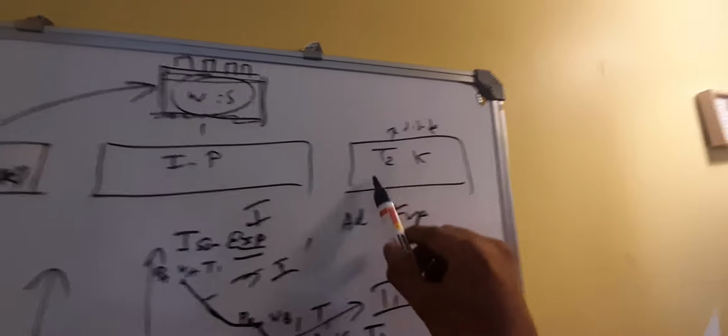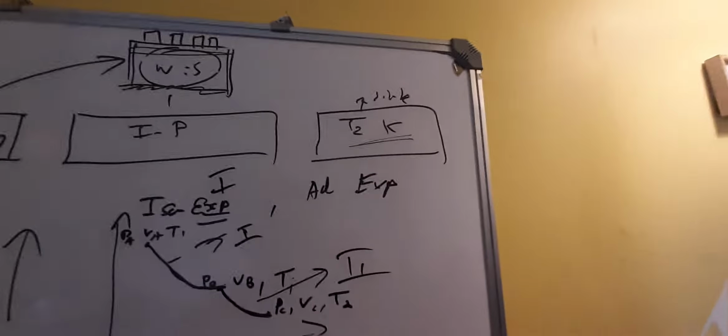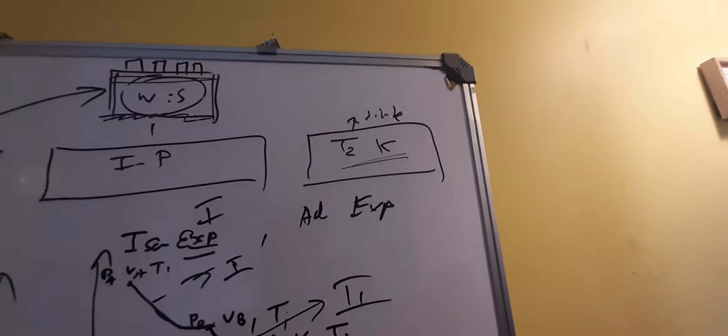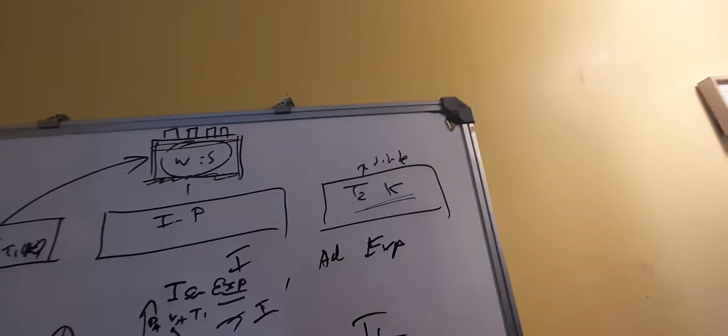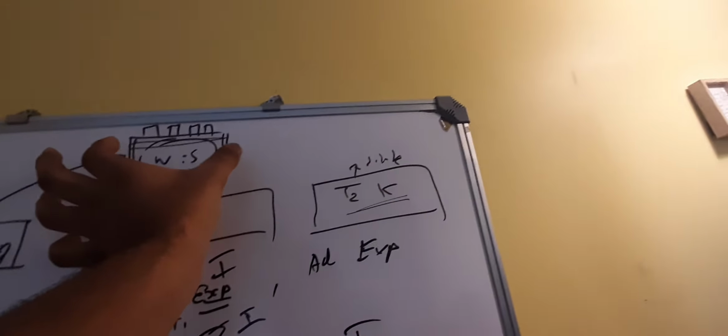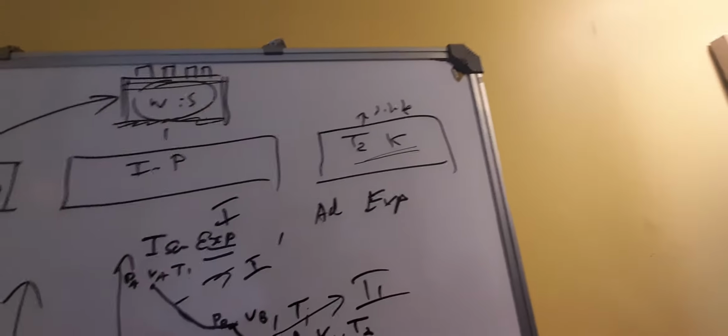Now when the working substance is kept on top of the sink, which is kept at T2 Kelvin, and we start to add the weights, we increase the number of pistons on top of the frictionless piston. What happens at that time? The volume of the working substance decreases. When the volume decreases, the pressure increases. When this happens, there is an increase in the internal energy of the working substance.